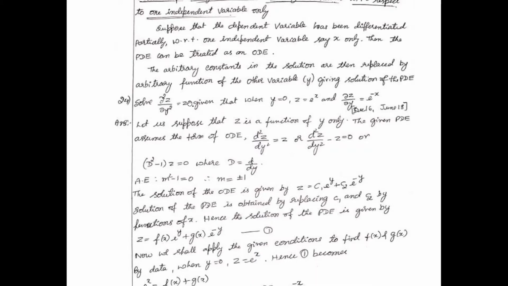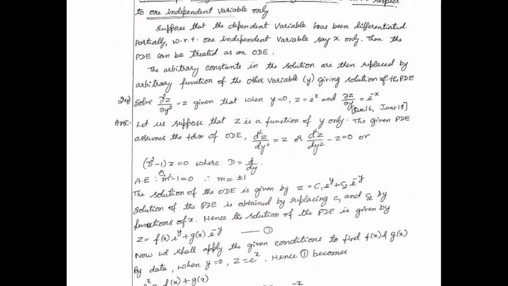Suppose we treat z as a function of y only, then the PDE assumes the form of an ODE, that is, dou square z by dou y square can be written as d square z by dy square equal to z, or d square z by dy square minus z equal to 0. Then d square by dy square can be written as capital D square. So this equation gets transformed to (D square minus 1) z equal to 0, where capital D is d by dy. Then we will solve them.